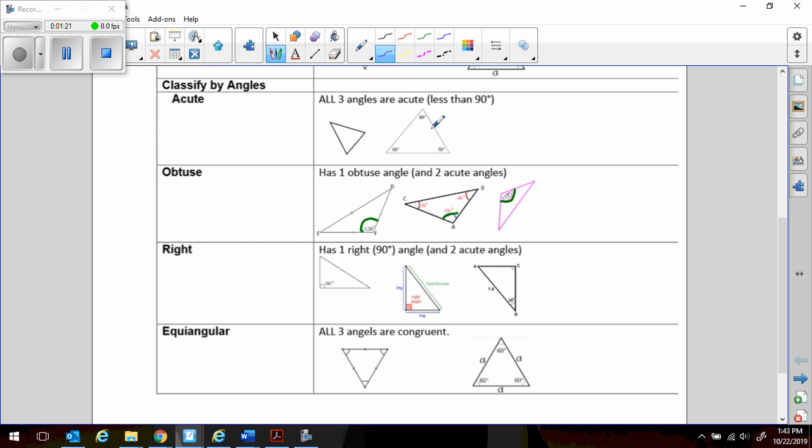If it has an angle that is equal to 90, it's only going to have one angle that's equal to 90, then this is called a right triangle. And we're going to actually use this a lot in a couple of chapters. Right triangles are very important. Again, equilateral triangles are also called equiangular. They have equal angles. Equilateral means they have equal sides.